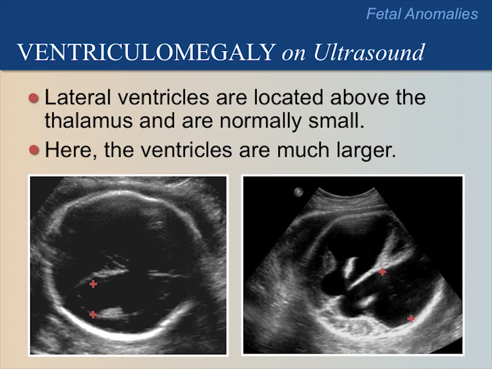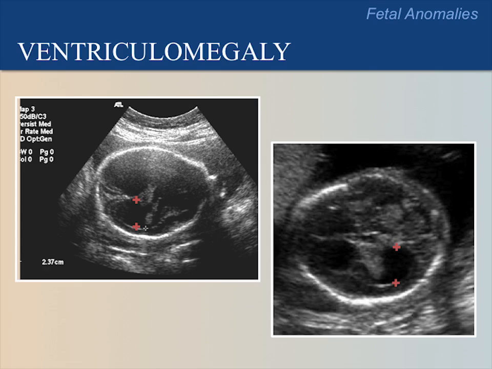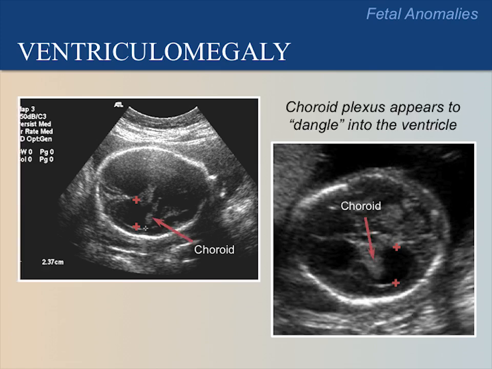Here, the red calipers mark the width of the ventricles. In these images, there's also ventriculomegaly with very enlarged ventricles, marked by the red calipers. The ventricle on the left measures 2.4 centimeters, which is much larger than the normal value of less than 1 centimeter. Notice how the choroid plexus seems to dangle into the ventricle because there is so much fluid. This is a typical appearance for the choroid plexus in ventriculomegaly because so much fluid surrounds the choroid plexus.